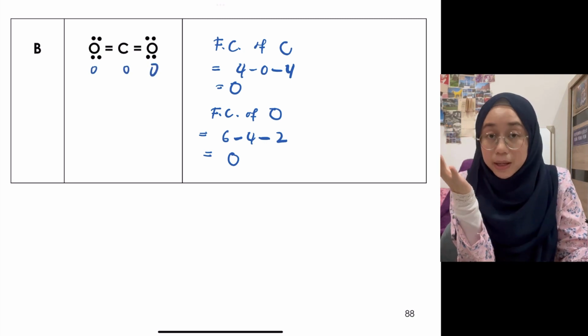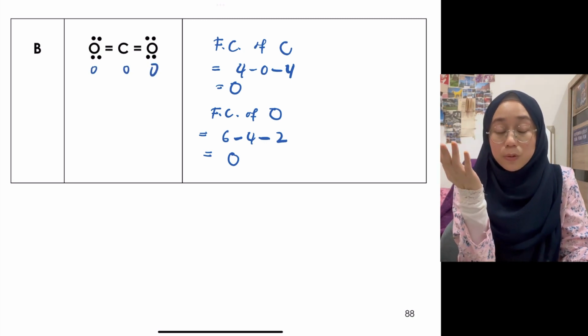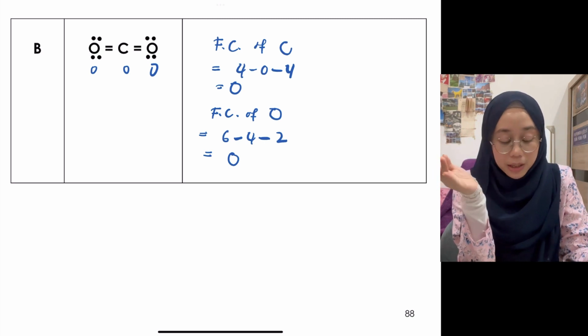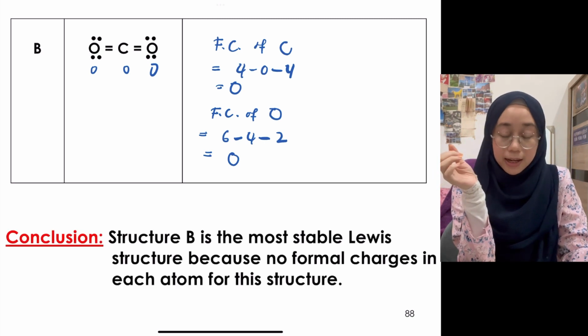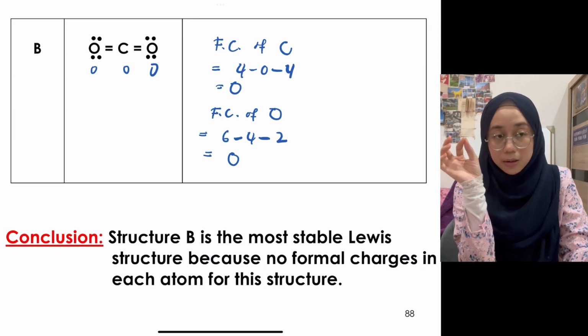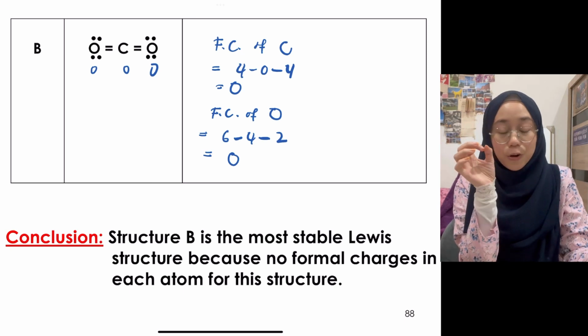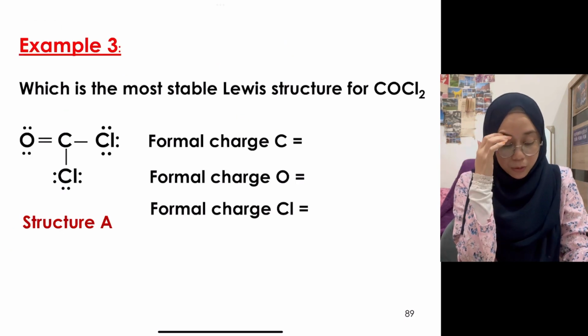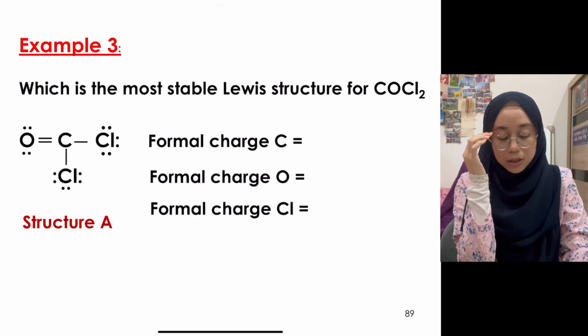So which one is a better Lewis structure? Which one is the most possible antara A dengan B? So jawapan dia adalah B. Okay, because each atom dia punya formal charge adalah 0. Okay, and untuk yang ni pula, which is the most possible Lewis structure for COCl2?